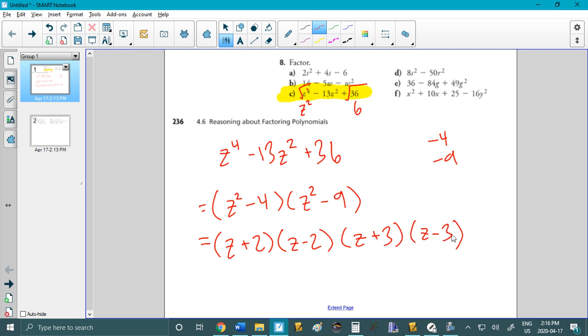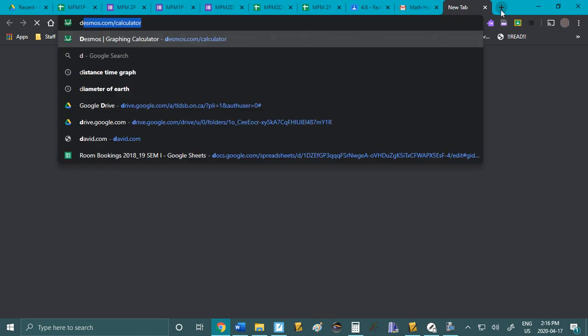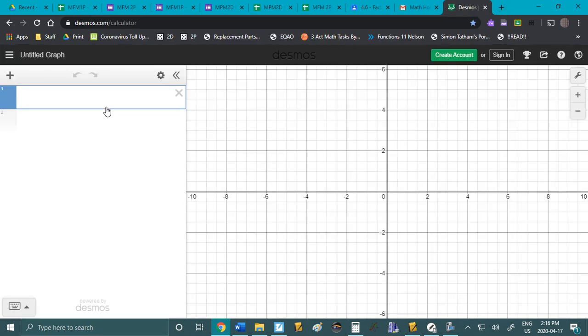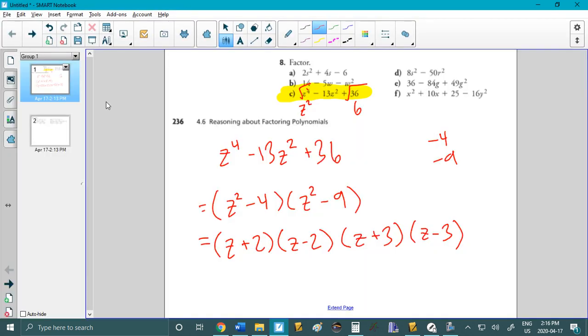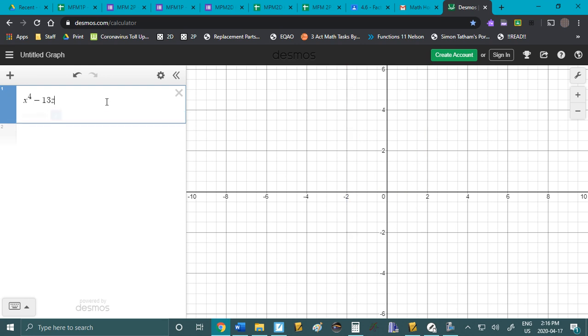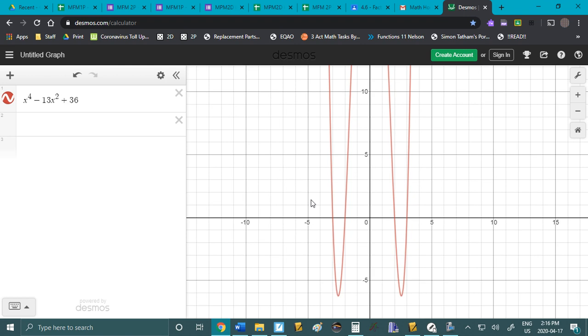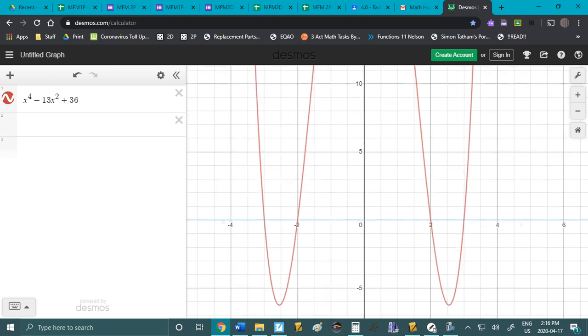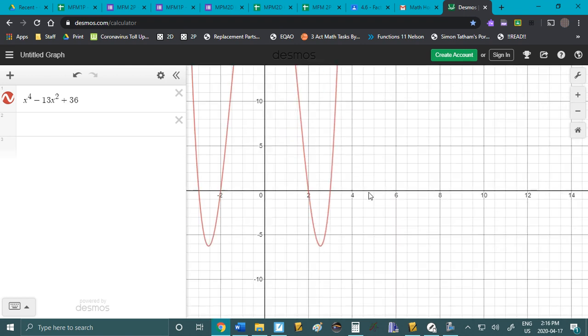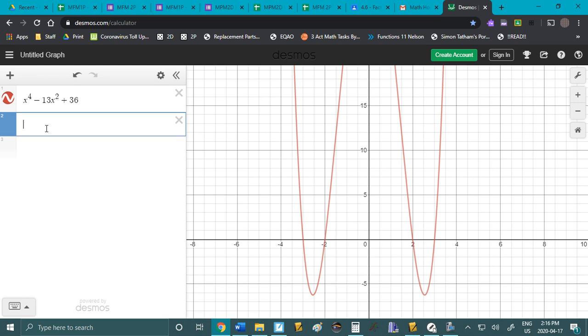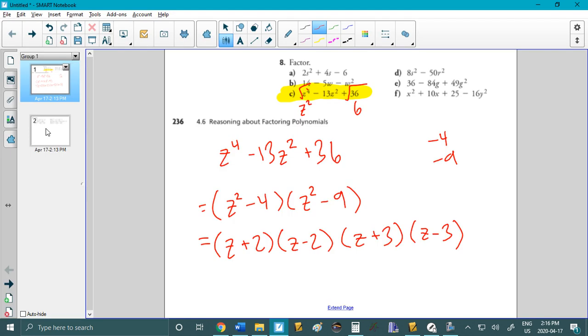Now, Desmos should still work for this because there's only one variable. So let's go with Desmos. I'm going to change the z's for x's, so x to the 4 minus 13x squared plus 36. Okay, so it's a crazy looking graph. Let's stretch it out here. You don't need to worry about that graph. It's called a quartic, but no worries till grade 12 on that. But this just helps us check.